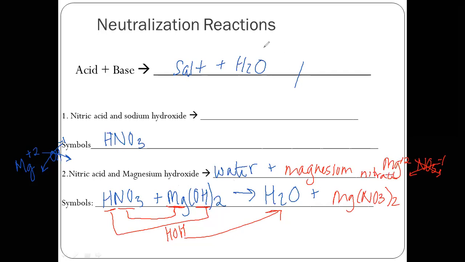Now you need to go back and check, does it need a balance? I can tell right away it is, because NO3 right here, there's 2 of them. So I'm going to put a 2 in front. Now I'm going to add up my H's. So I have 2 H's here, and then I have OH in parentheses 2. So I have 2 H's for a total of 4 H's and 2 O's. So we need a 2 here. Okay, so that's number 2. I'm going to do number 5 also.